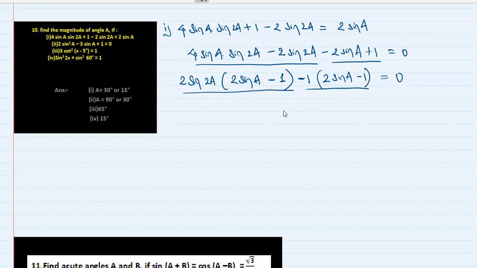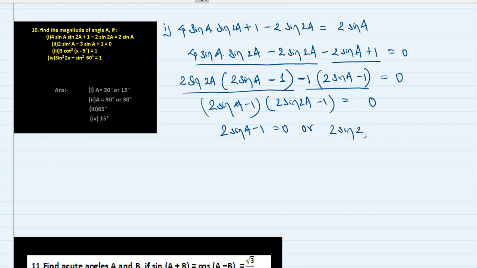Now from these two terms, what is common? 2 sine a minus 1 is common, and 2 sine 2a minus 1 is left inside. So now we have factorized this whole equation. Since the product of these two brackets is 0, either of them should be 0. So 2 sine a minus 1 is 0, or 2 sine 2a minus 1 is 0.